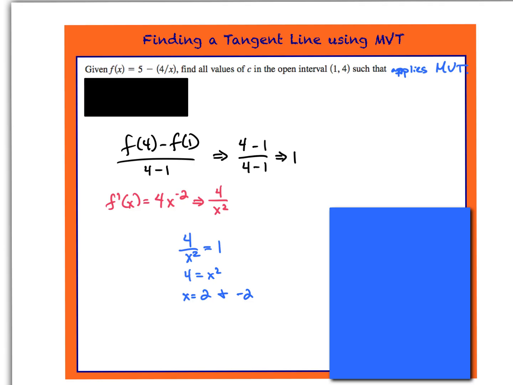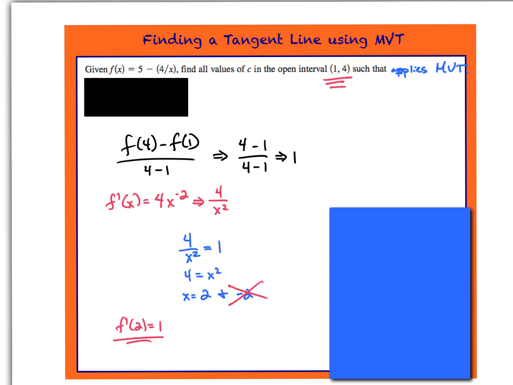I don't want my -2. Why not? It's not on my interval. So if it's not on my interval, we don't care about it. It's extraneous. All right? And so all we know is that x equals 2, I will have a slope of 1. And so f prime of 2 is equal to 1. You don't need that part.